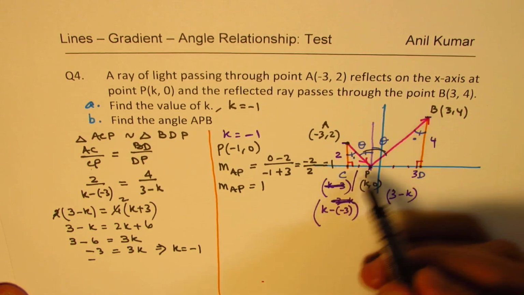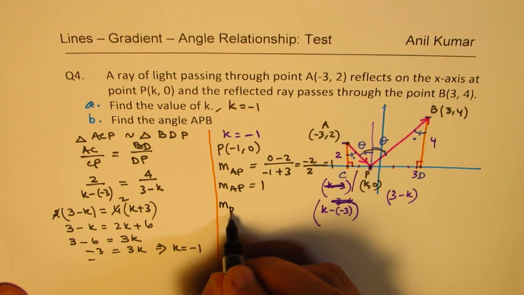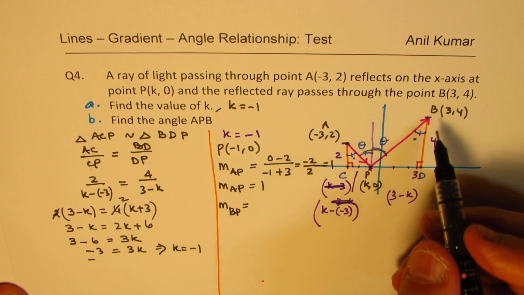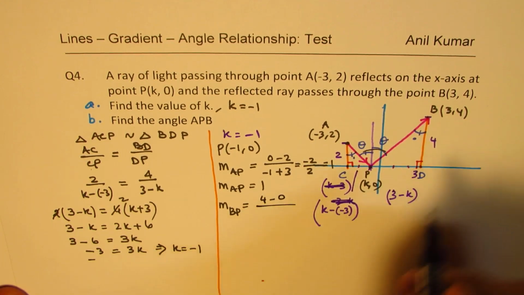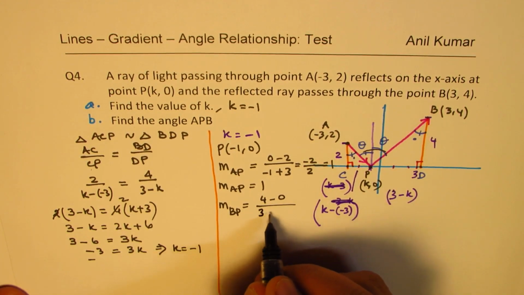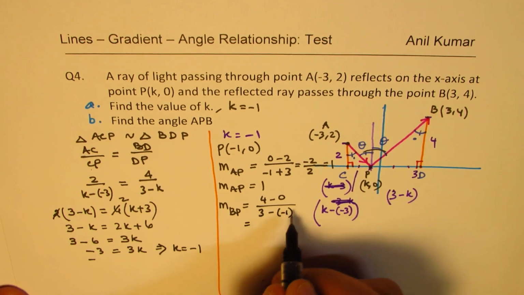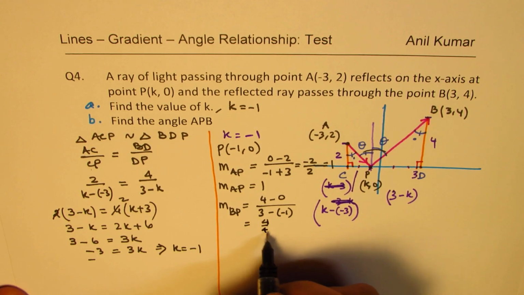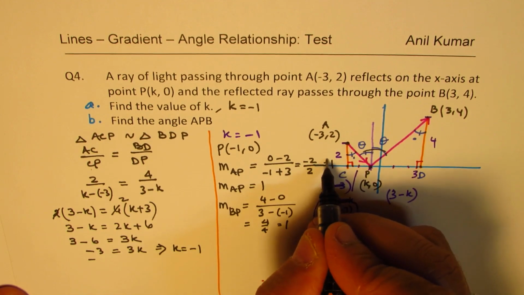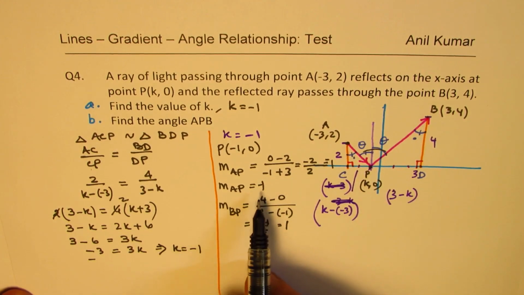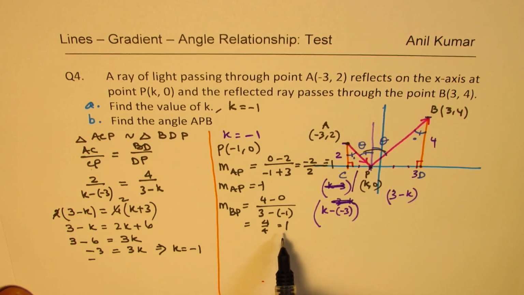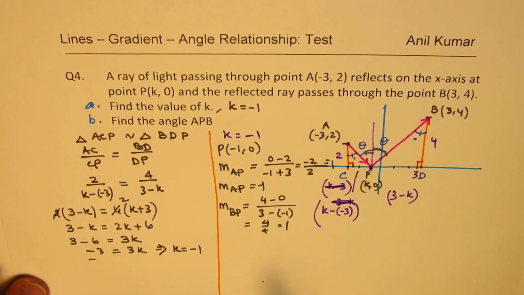Now what is the slope of BP? So slope of BP will be 4 minus 0 divided by 3 minus 1. So that is again 4 over 4, which is 1. The earlier one is negative 1, I'm sorry. Minus 2 divided by 2, right? So the slopes are minus 1 and plus 1. That means they make an angle of 90 degrees in this particular case, correct?